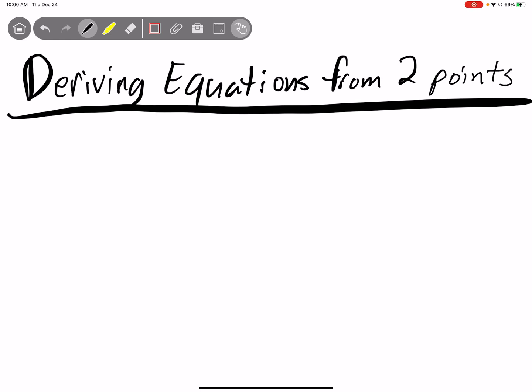In this lesson, we're going to be deriving equations from 2 points. So anytime you've got 2 points, meaning 2 xy coordinates, you should be able to figure out the equation of the line that connects the 2 points. Okay, the equation of the straight line that connects the 2 points.